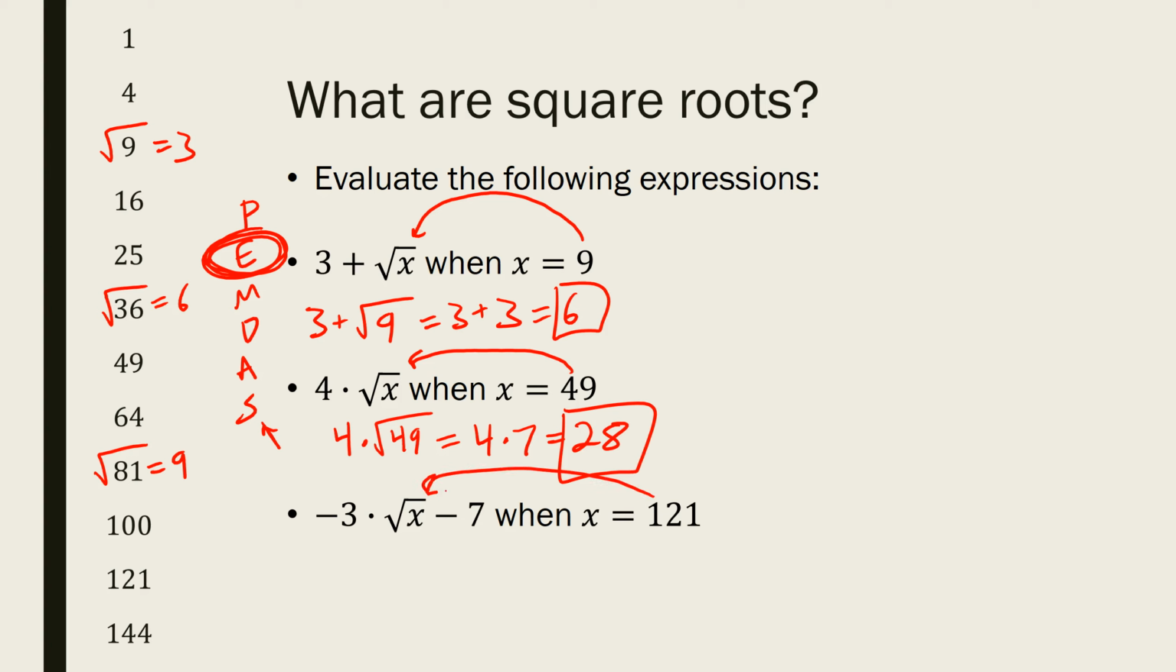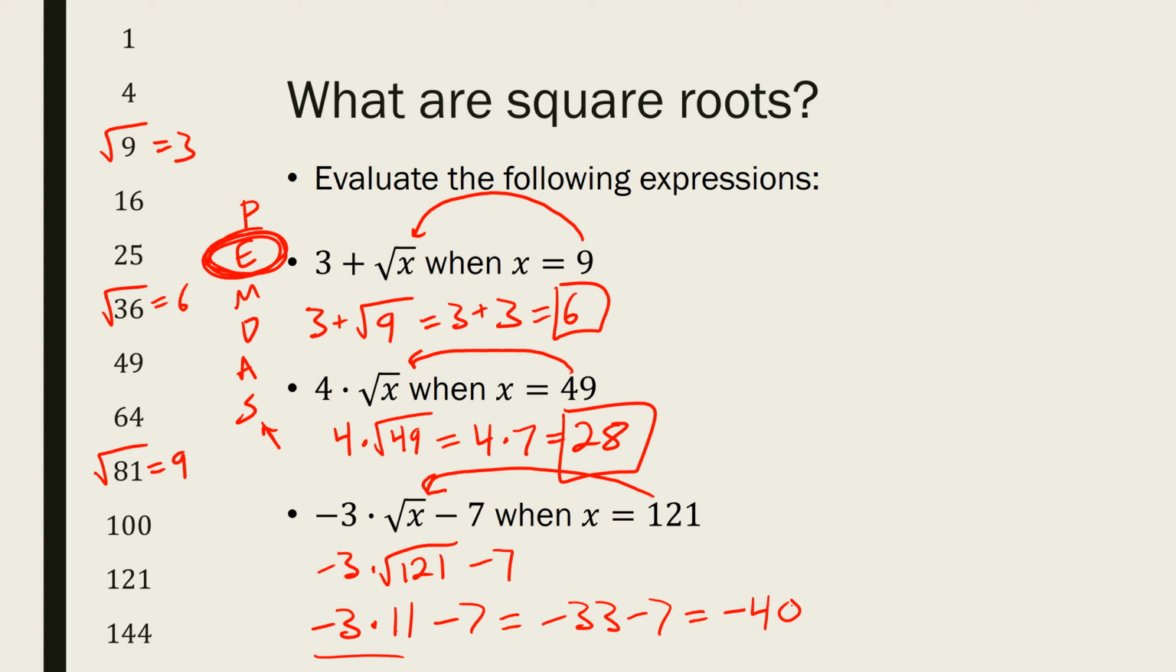Finally, this problem, -3 times the square root of 121 minus 7. The square root of 121, this is a tricky one to remember, but it is 11 squared. So -3 times 11 minus 7. I know I have to do the multiplication first, so -33 minus 7. And when I have the same sign, the rule is add and keep. So -33 minus 7 is -40. Awesome.